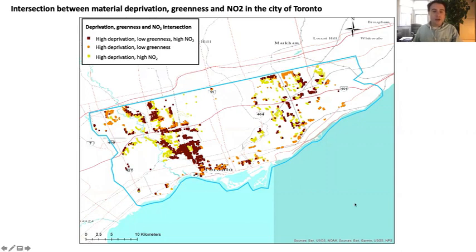The map of Toronto that you see here shows only postal code locations in the highest quintile of material deprivation, combined with high NO2 air pollution, which is shown in yellow, or low greenness, which is shown in orange, or both high NO2 and low greenness, which is shown in dark red. So this kind of map shows the double or triple burden of unfavorable exposure and deprivation.